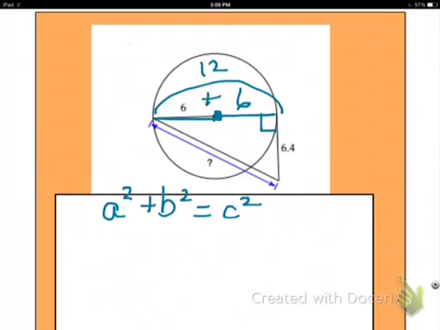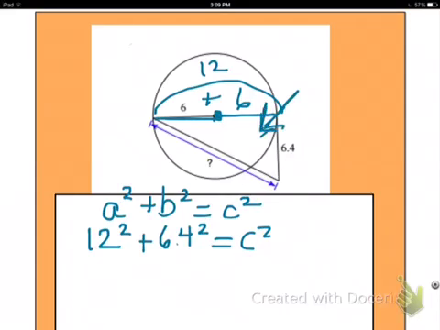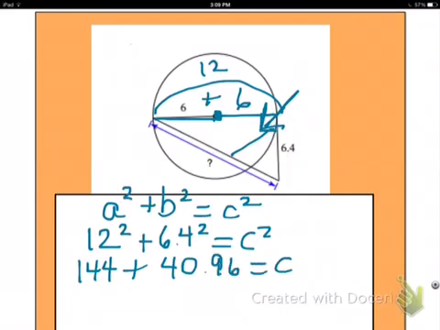So one leg is a, that could be 12 squared. The other leg is 6.4, so 6.4 squared. And I want to find the hypotenuse. I know that the hypotenuse is the missing side if I make my arrow. So 12 squared is 12 times 12. That would give me 144. 6.4 squared is 40.96. And that equals c squared.